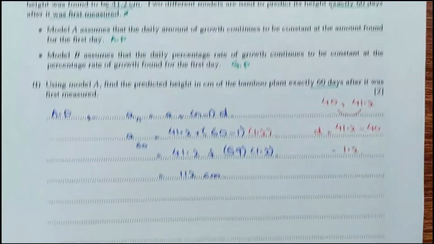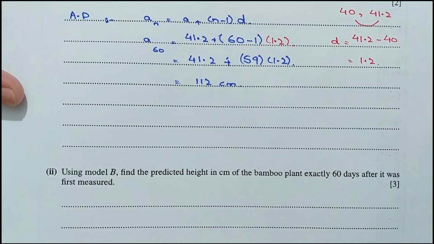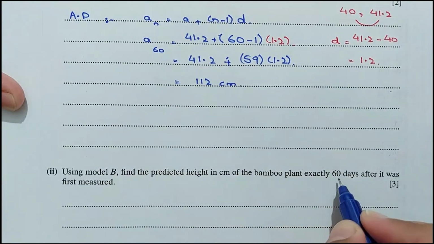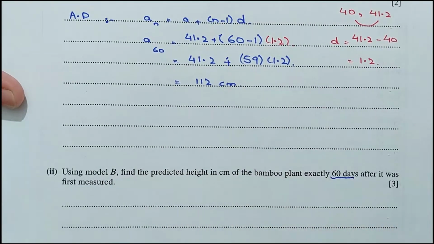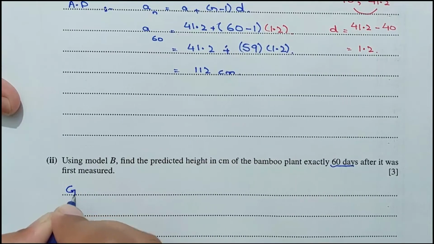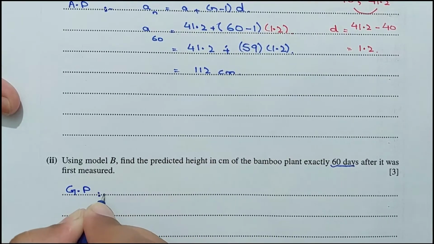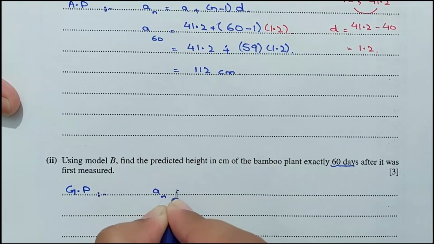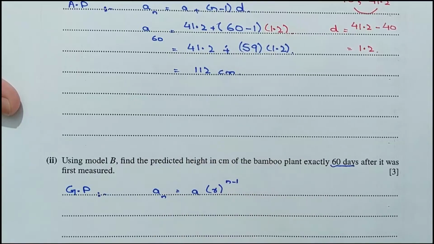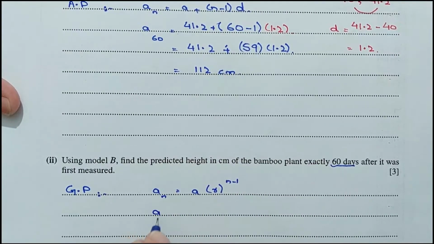All right. Now for the second part, using model B, find the predicted height in centimeter of the bamboo plant exactly 60 days after it was first measured. As we know that model B is a geometric progression, and for geometric progression we have a formula An equals A into r to the power n minus 1. Right, a60 we have to calculate again.